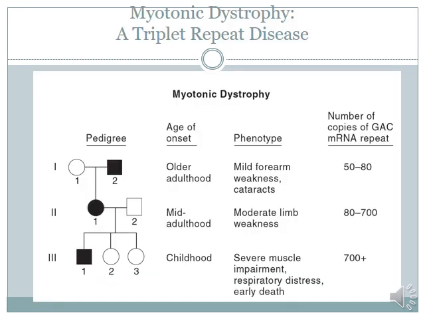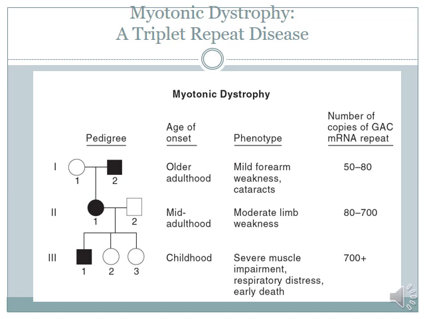This is a pedigree of myotonic dystrophy, a triplet repeat disease. In this, we can see how you can explain anticipation. In some diseases, the symptoms worsen from one generation to the next and have a physical basis. The gene is expanding as the number of repeats increases.